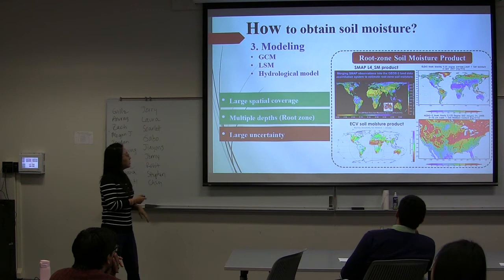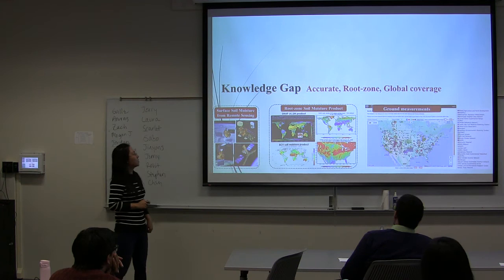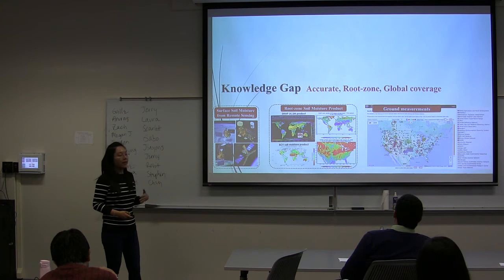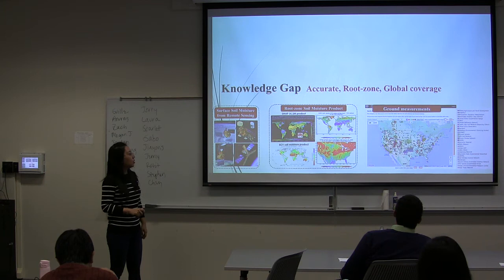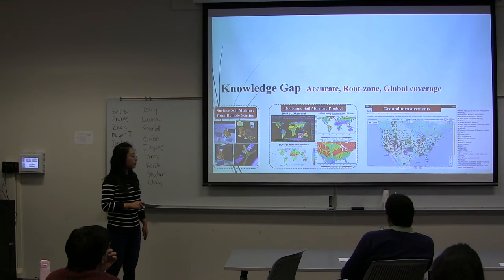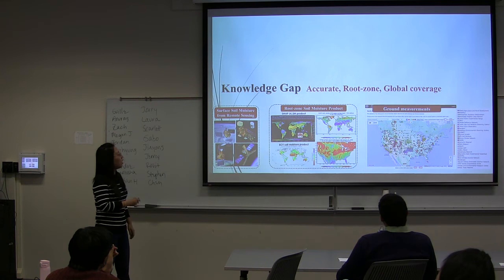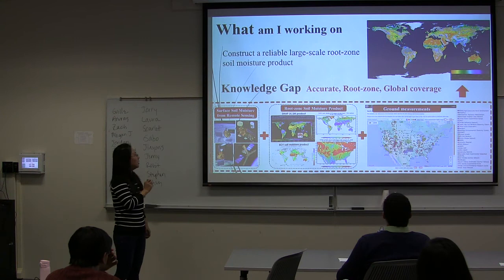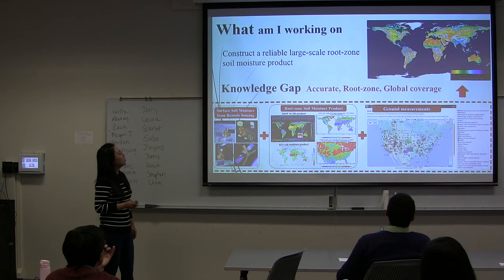So here come the gaps I identified. This is the gap between what we want and what we have. What we want is accurate, root-zone, global coverage soil moisture. But of all the three products we have, none can singly satisfy the requirement. So the only way that we can achieve this goal is to combine all three products. So my interest is to combine all three methods and generate a reliable, large-scale root-zone soil moisture product.